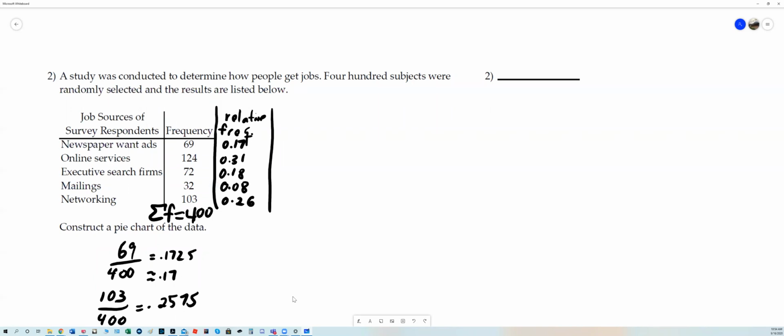And now you have to go ahead and add the relative frequencies. And if you add them, 0.17 plus 0.31 plus 0.18 plus 0.08 plus 0.26, you get 1. And so it's 1. So any questions so far on what I've done? Because I'm almost there, but you got to first figure out your relative frequencies.